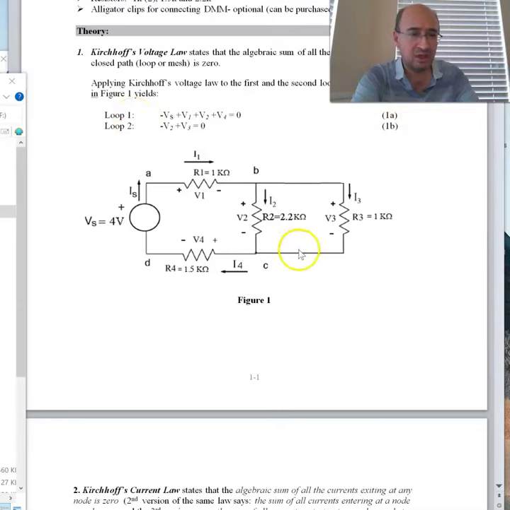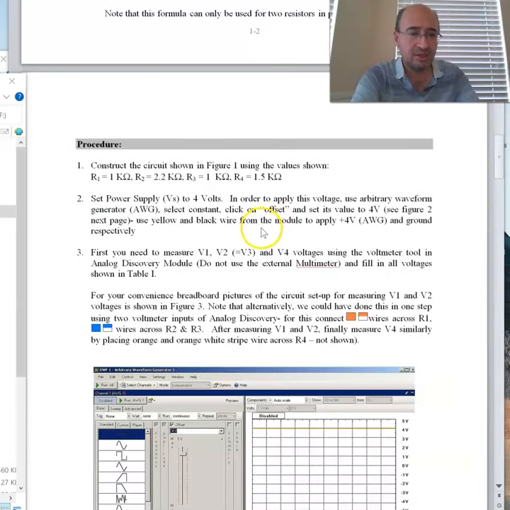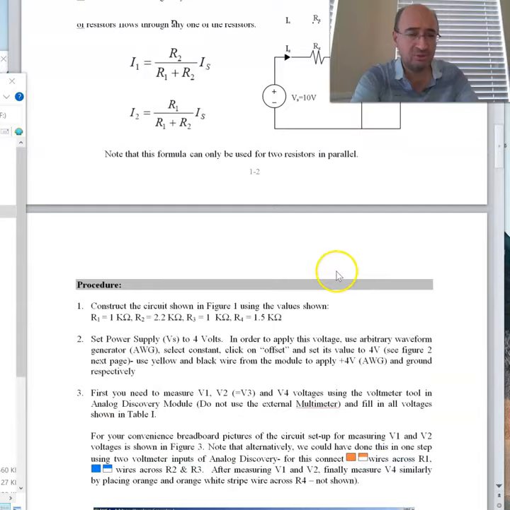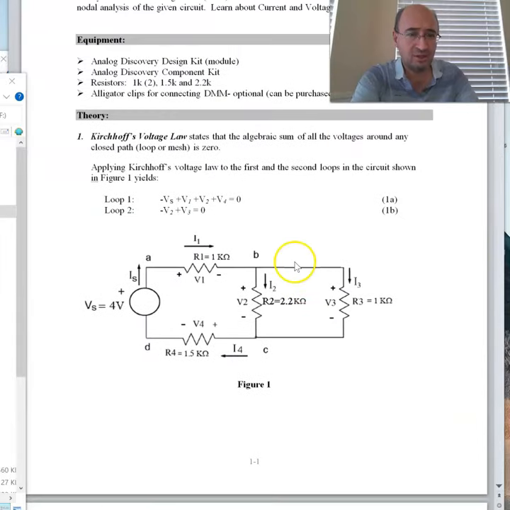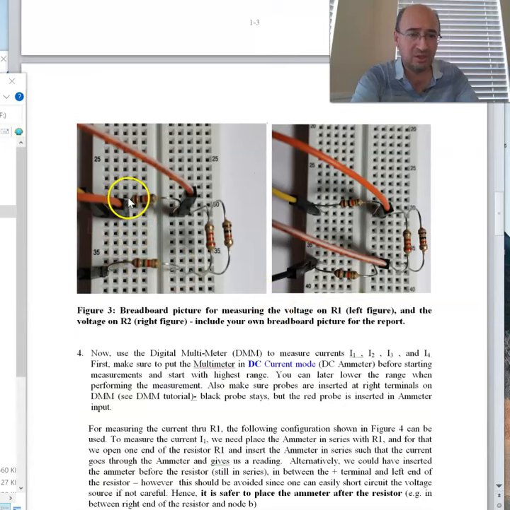The second equation is kind of obvious because these are in parallel. You will be basically using the Analog Discovery voltmeter. Those are the channels 1 plus and 1 minus, and channel 2 plus and 2 minus. So you just place these wires across an element. If you want to measure the voltage on R1, which is V1, you simply place the orange wire here, orange with the stripe on terminal B, and we've got all these actually shown here.